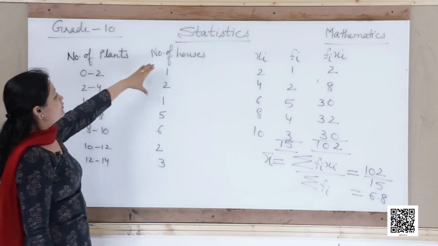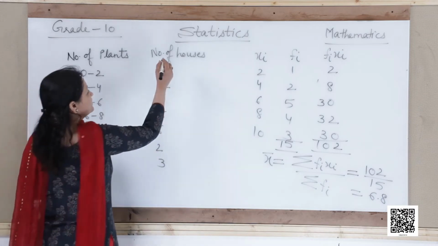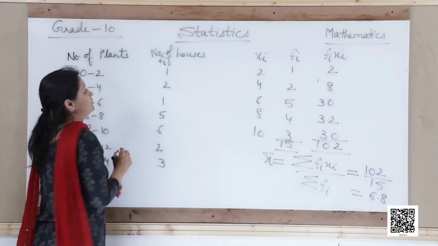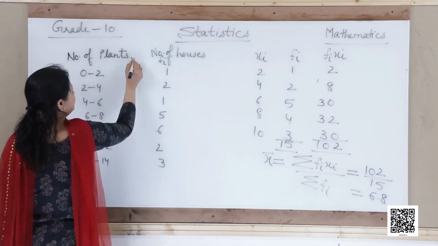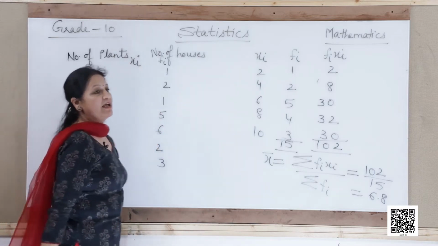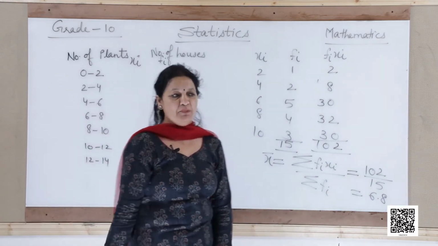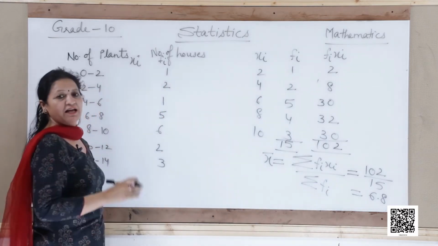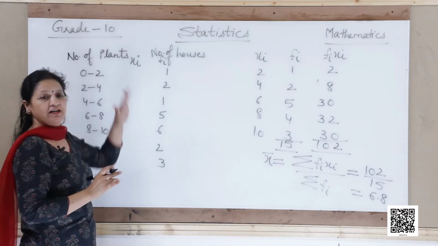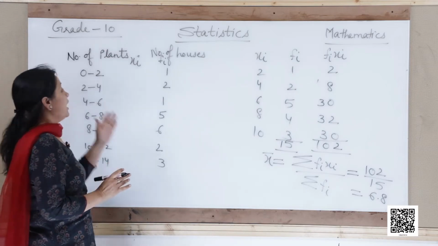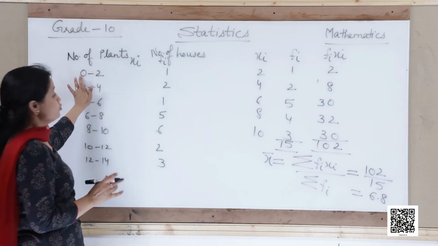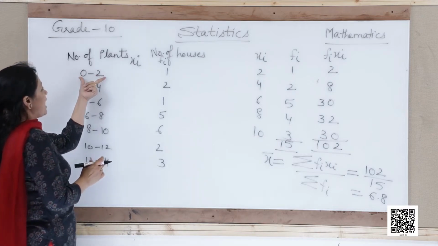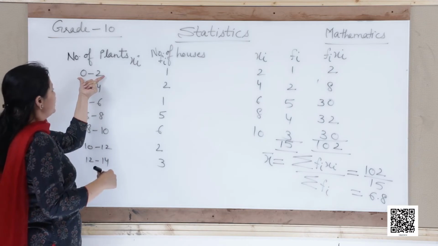This is class intervals and this is frequency, you can say that fi. Now, if we need to use the direct method, we have to find out xi. Xi means class mark. What is class mark? That you have done in your earlier classes. What was that? Upper limit plus lower limit divided by 2. That means you have to add both the limits and divide by 2.